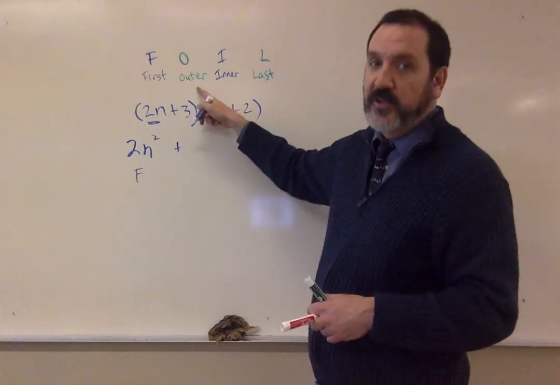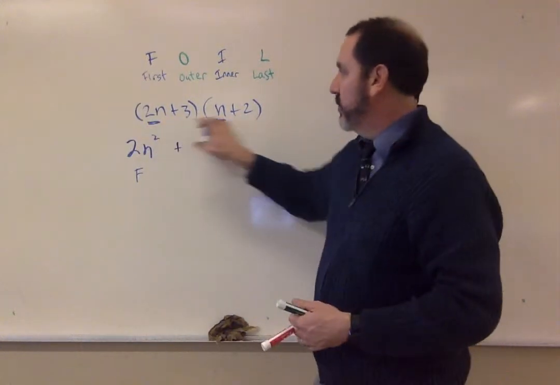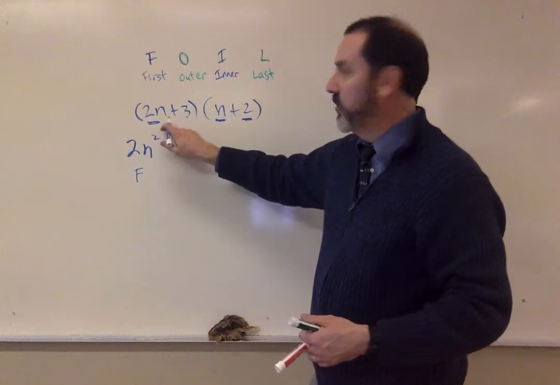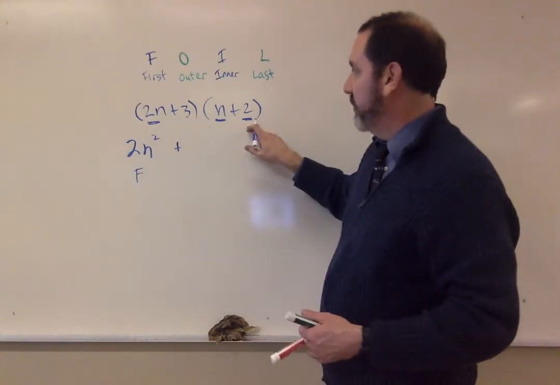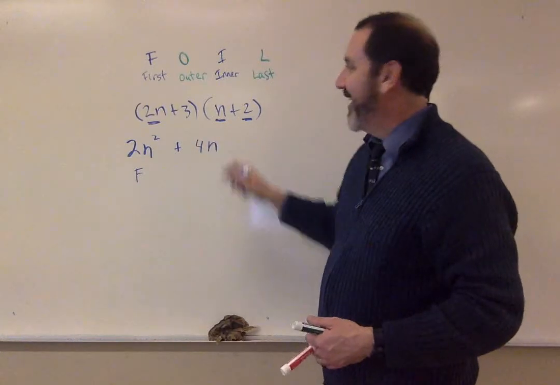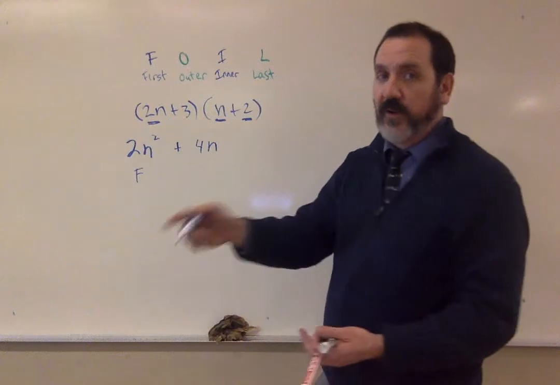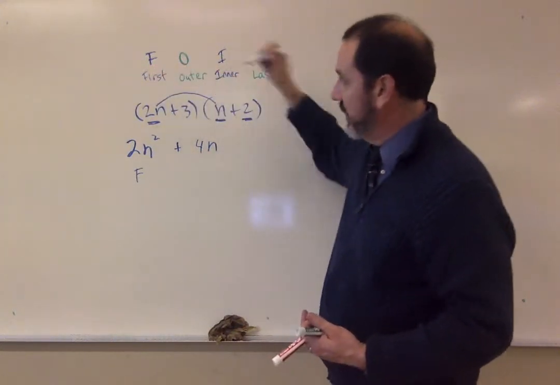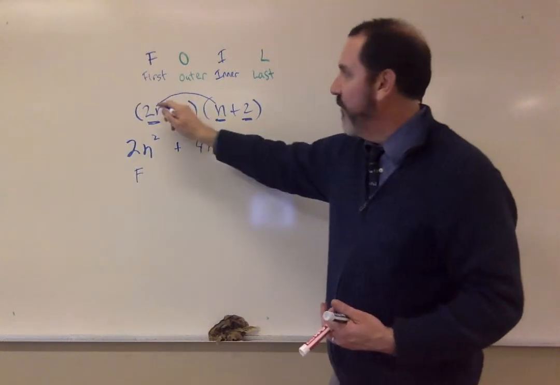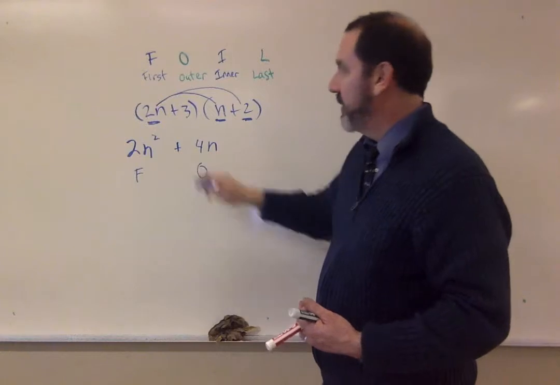Okay, now the outer terms means I'm looking at the outside parentheses and the two terms that are closest there. So the 2n over here and the 2 there. 2n times 2 is 4n. Now, a lot of you, when you're doing distributive property, get used to drawing these little arcs in, and students kind of do that to help themselves keep track. There was my f, my first terms, and here's my outer terms. Okay, got me the 4n.